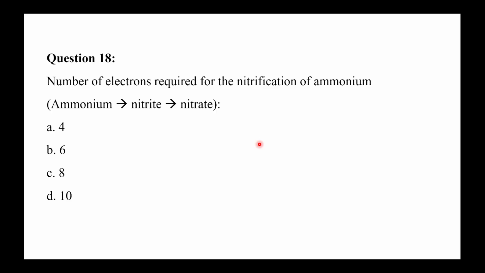Okay, moving on to the next question. Number of electrons required for the nitrification of ammonium are: option A 4, option B 6, option C 8, and option D 10. From ammonium to nitrate, nitrification of ammonia, that means ammonium to nitrite to nitrate. How many electrons are required for this process? 4, 6, 8, or 10? Write your answers in the chat box.